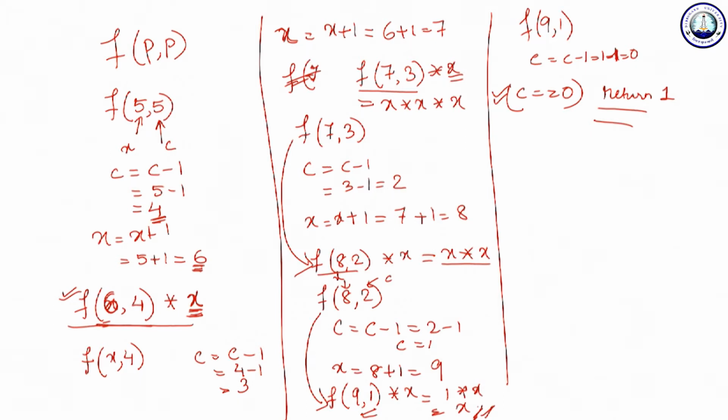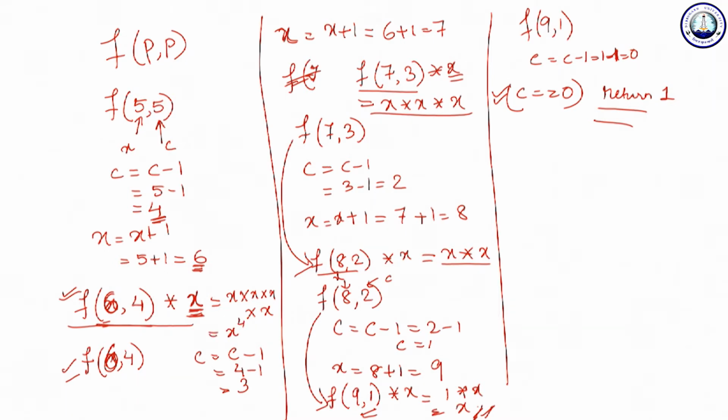Okay. So, this one is the result for which one? This is the result for this one, or you can say 6 comma 4, right. So, this answer where will we place? We will place it here. So, here it will be x into this x. So, here it will be x to the power 4. Okay. So, here you will get x to the power 4.